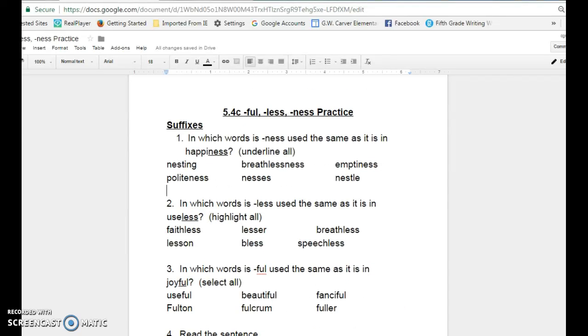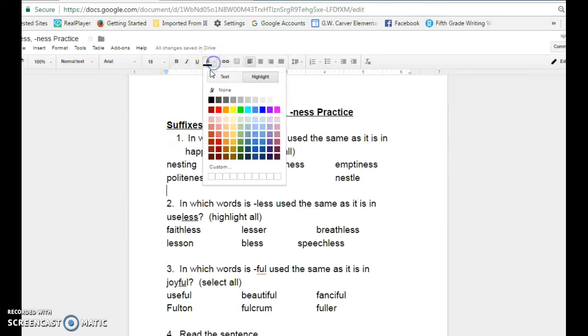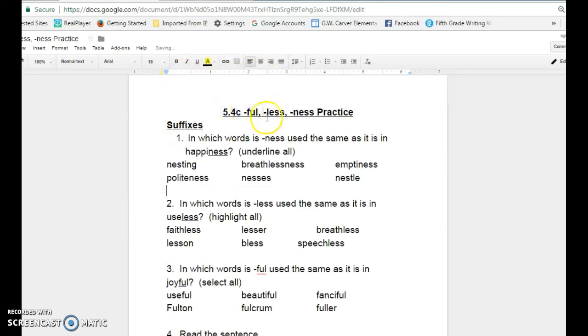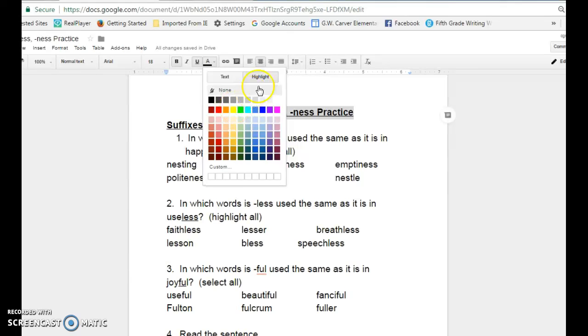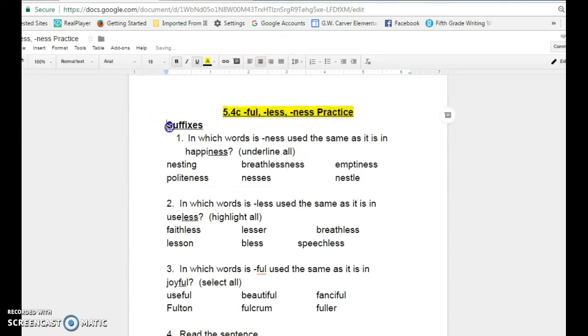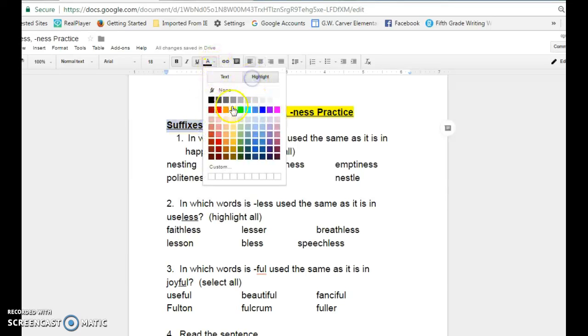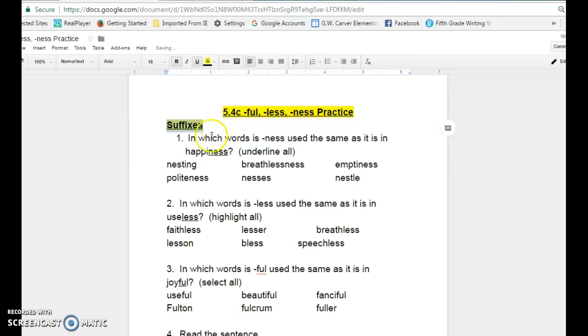All right, so you should have your highlighter and your checking pen ready to check this worksheet, and you also obviously need this worksheet, 5.4C fullness, lessness practice. All right, go ahead and you can highlight your titles. You should have done that when you completed it, so that's what tells you what this is about. And this first part focuses on suffixes, which we know are at the ends of words. They are added to the end of a base word.